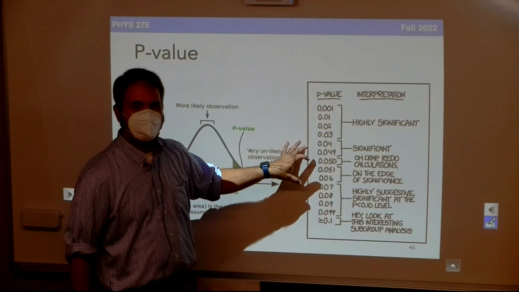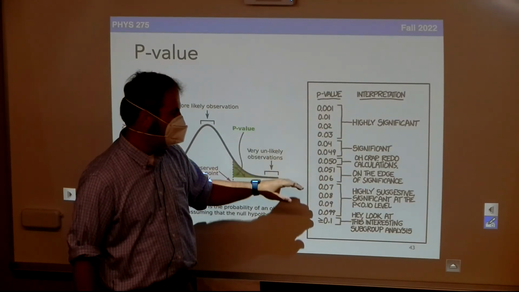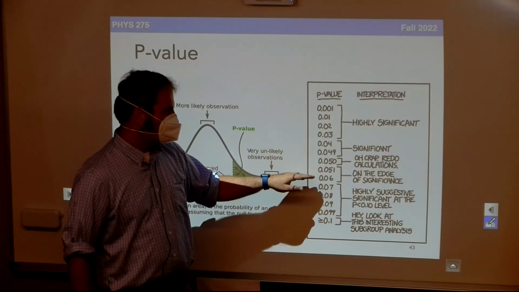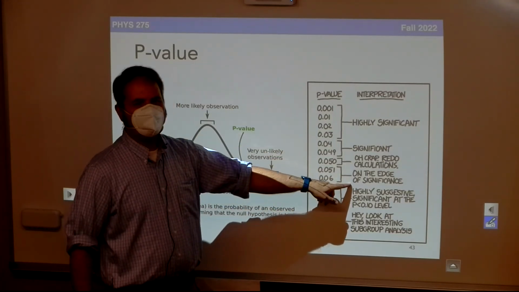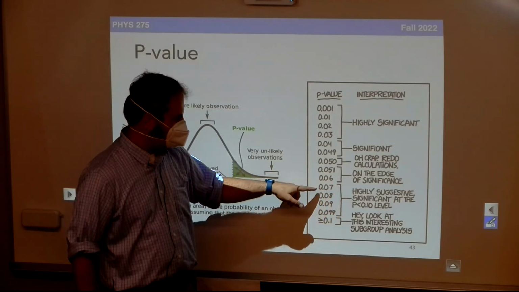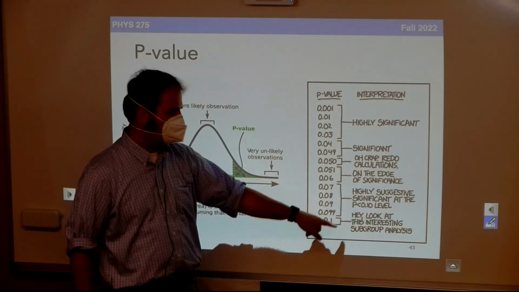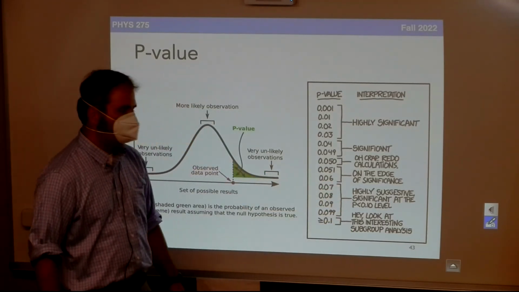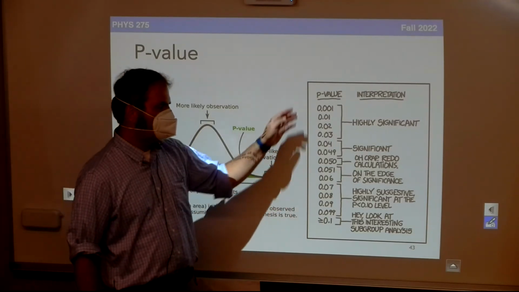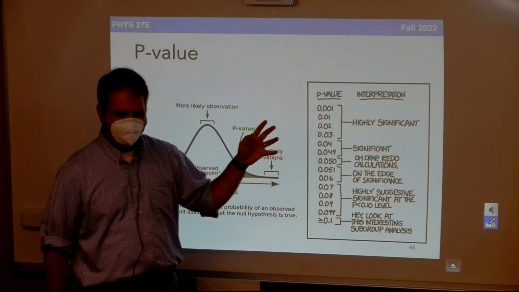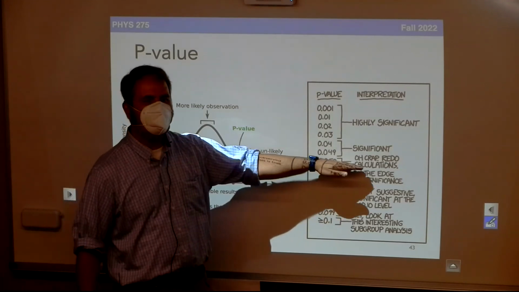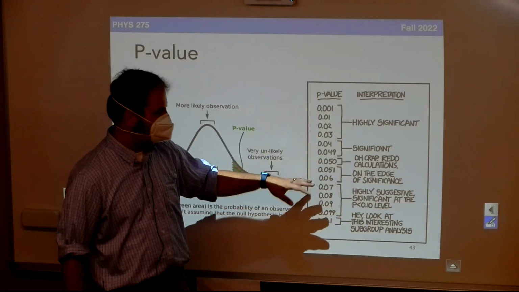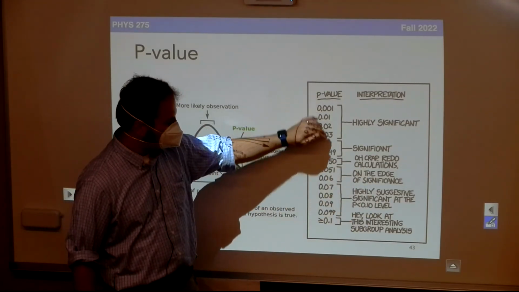Yes, this is an XKCD, but he's accurate in this case, right? He's also accurate about the other ones where people start saying on the edge of significance and all the other things, right? Highly suggestive, I've been there, and hey, this looks interesting, maybe you should have a look. The thing is, this is a sliding scale. And rather than say, oh, here's the magic number, magic numbers are never a good sign in science. So we can just have a sliding scale.